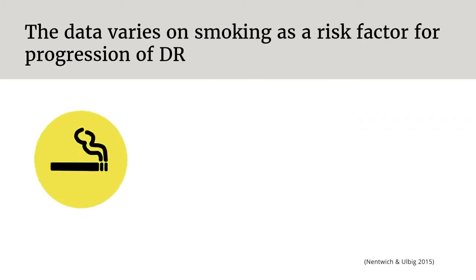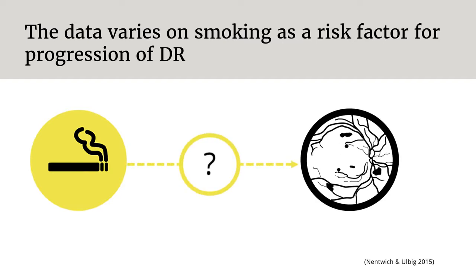The data varies on smoking as a risk factor for progression of DR. Some studies have found no association, whilst others have. Experimental studies have noticed that nicotine accelerates diabetic retinopathy.